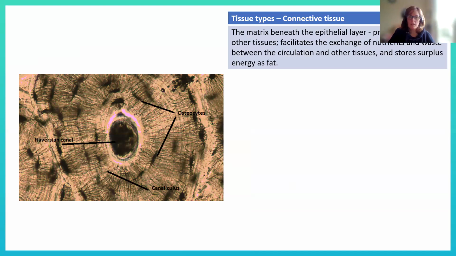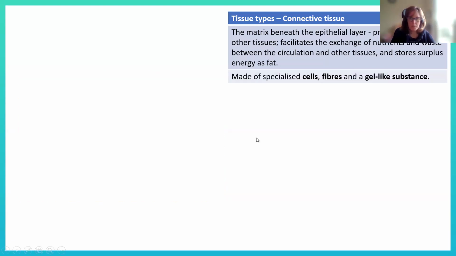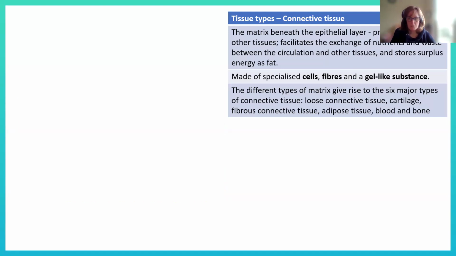Okay, so the matrix beneath the epithelial layer, the connective tissue, provides support for other tissues. It facilitates the exchange of nutrients, that's the blood, and waste and circulation, and also stores surplus energy as fat, because one of the tissue types is adipose connective tissue, which is the fat, really important for insulation. So it's made of specialized cells. We had a look at the macrophage last session, which is a specialized blood cell. We've got these fibers and potentially a gel-like substance, or it could be a liquid substance.